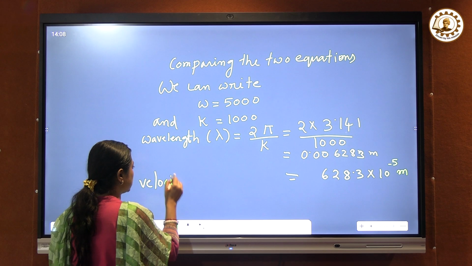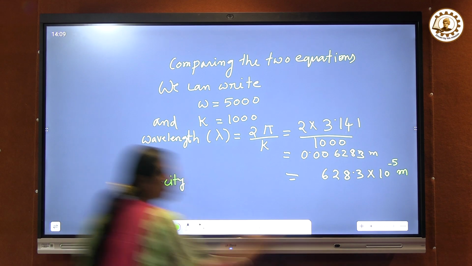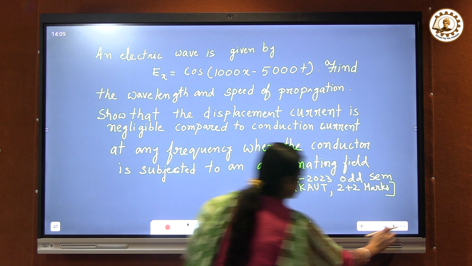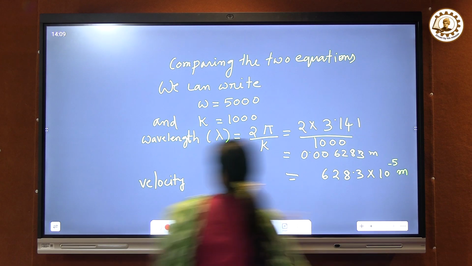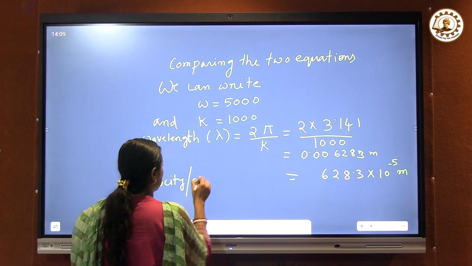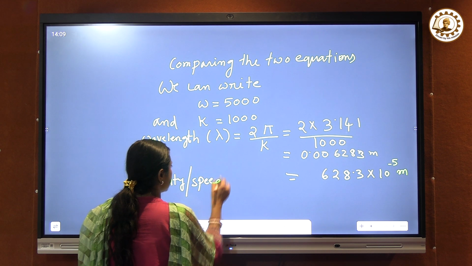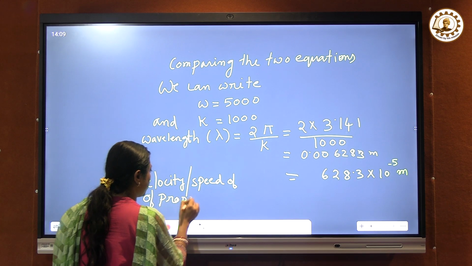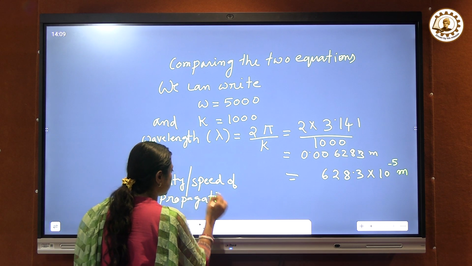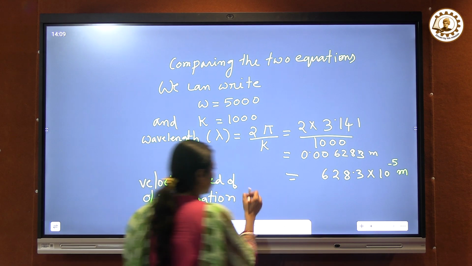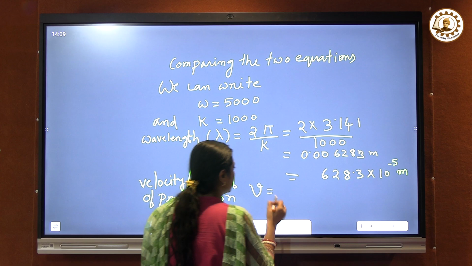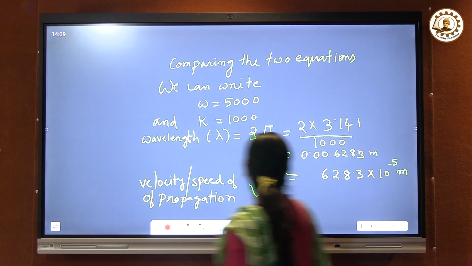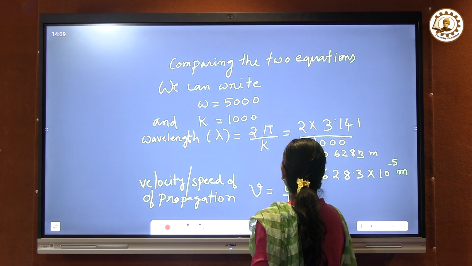Velocity, or let us see what they asked us. They asked us speed of propagation. So let us write the word speed of propagation. We will write it with the symbol V. V is equal to omega by k. So this value, omega by k.